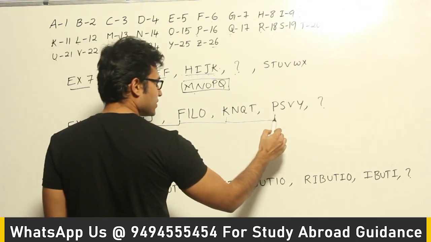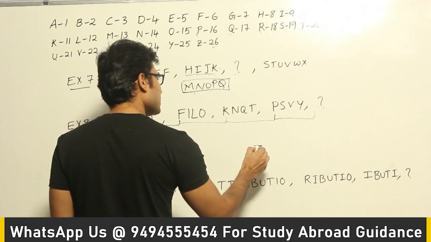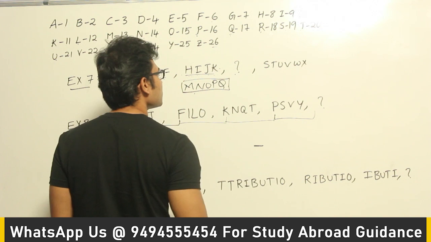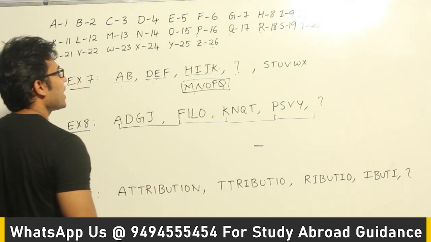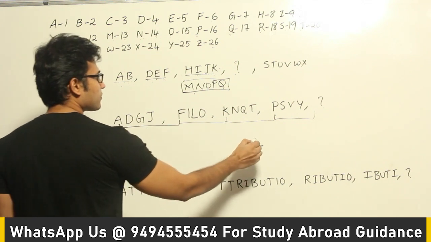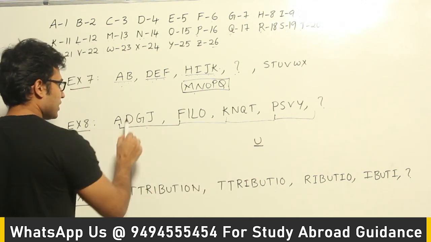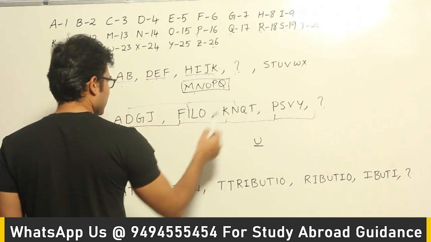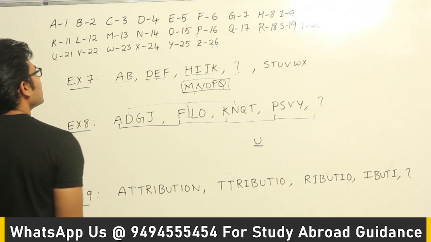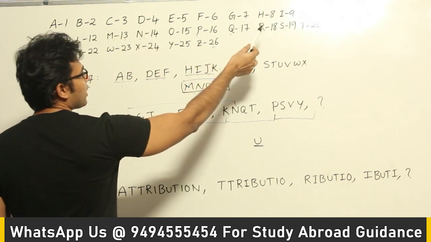So the last one is also supposed to be increasing by 5. So the first letter in the last word has to be 5 more than P. Now P is 16. If I add 5, it is going to be U. Okay. And the same thing is for this one also. If you check, for all the second letters, the difference will be exactly 5. So D is, let's say 4 here. And what about I? I is 9.